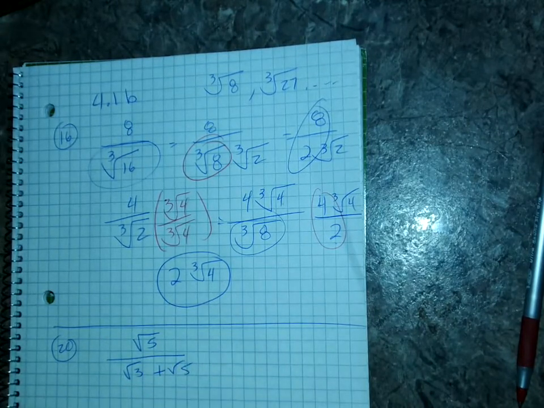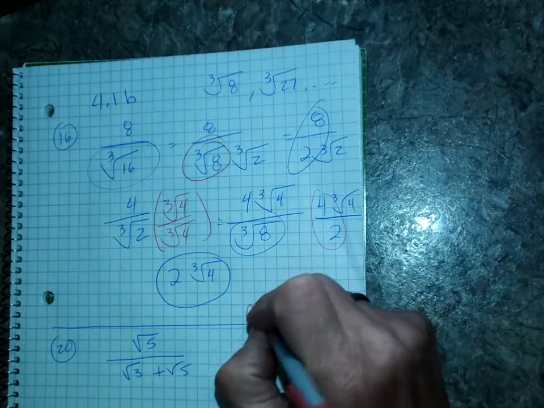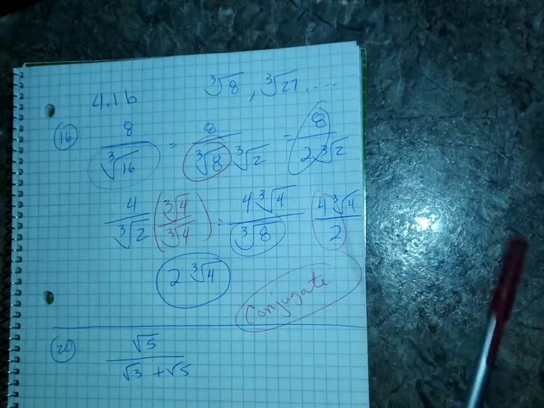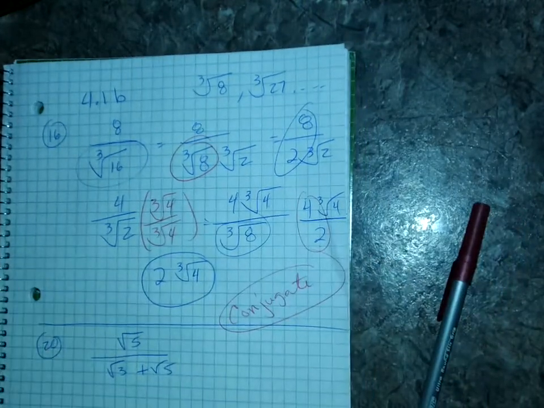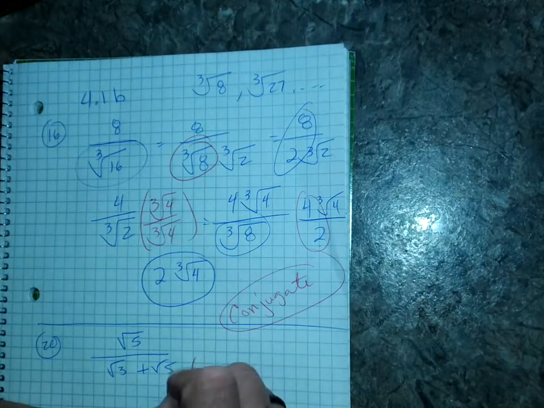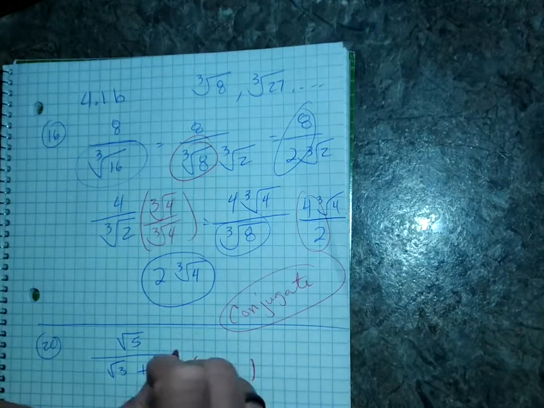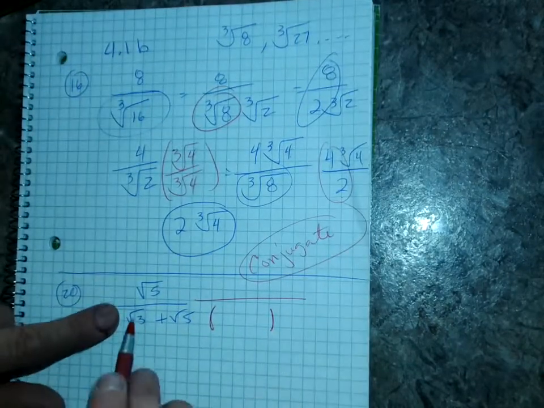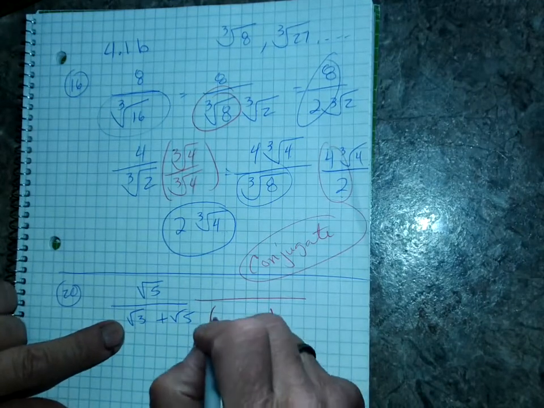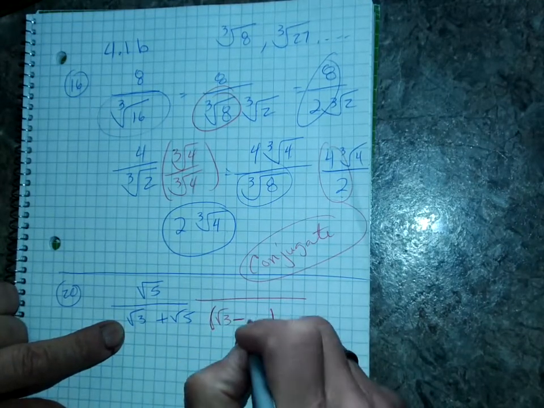And these are weird. So I talked about that thing called the conjugate. It's the opposite. So I'm going to multiply this one by its opposite. Well, what is its opposite? I'm going to multiply top and bottom by the opposite of this. So instead of the square root of 3 plus the square root of 5, I'm going to multiply by the square root of 3 minus the square root of 5.